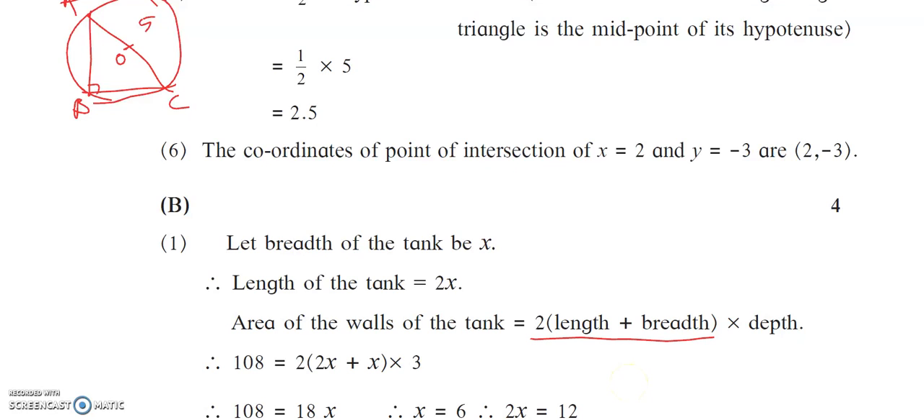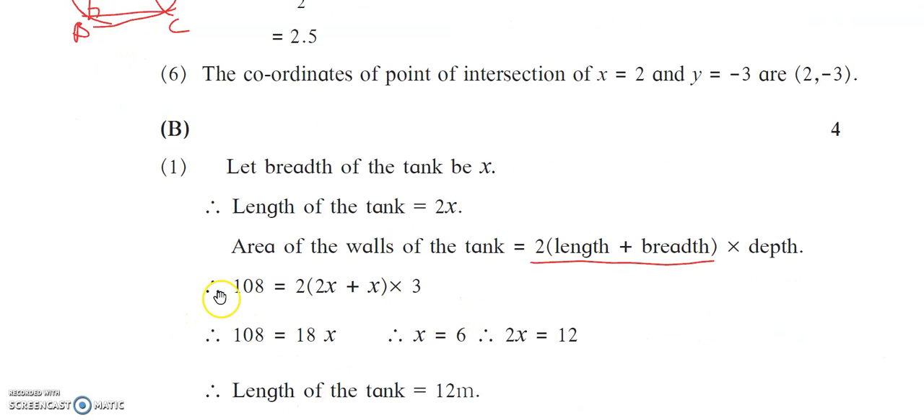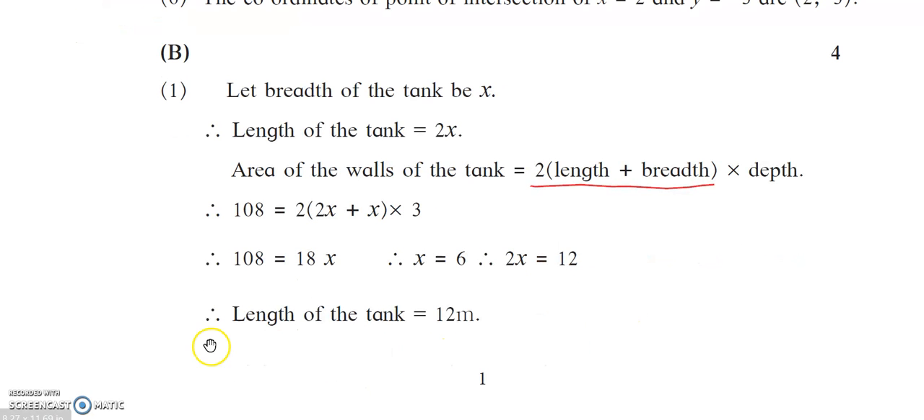मी या प्रकारे वाचणार, ते perimeter of the base, that is 2 in bracket L plus B into h, means height, depth is one and the same. Here 108 is equal to 2 in bracket 2x plus x into 3. Now what's happening here? 2x plus x means 3x. 3x into 3 is 9x, 9x into 2 is 18x. Therefore, x is equal to 108 upon 18. Therefore, x is equal to 6 and 2x is equal to 12. So the length of the tank is equal to 12 meters. This is the answer. Next question.